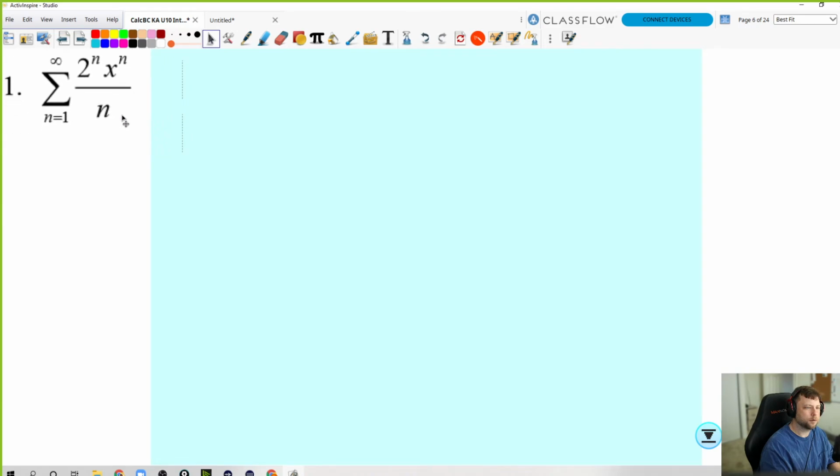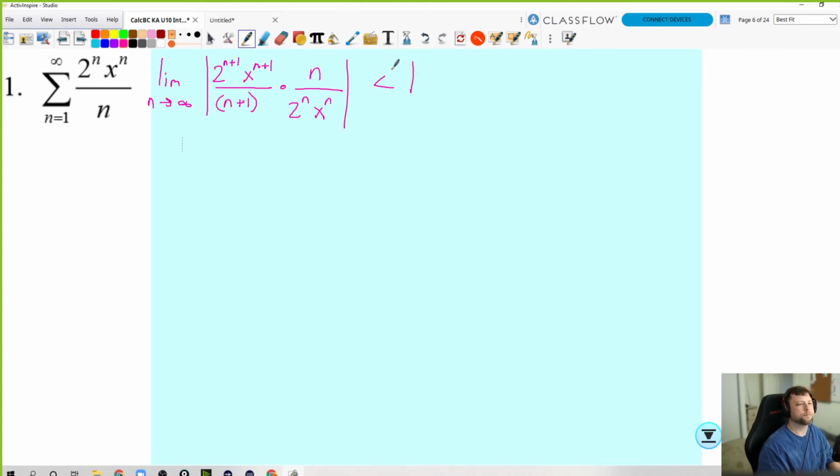Give me a little bit more room. All right, so I'm going to write my limit out. Don't be scared, you can do this. A sub n plus 1, this would make this 2 to the n plus 1, x to the n plus 1, over n plus 1, I'll put that in parentheses, times the reciprocal of that thing. Less than 1, right?